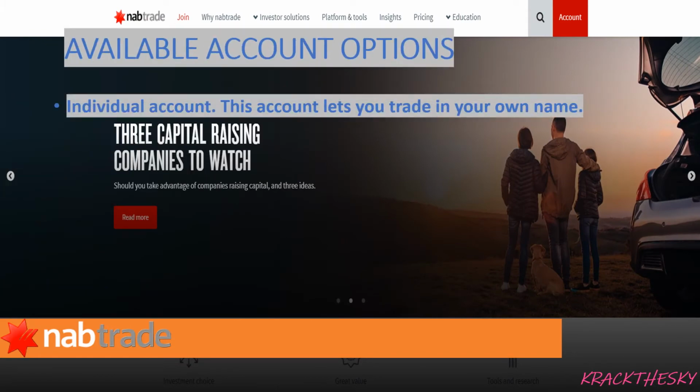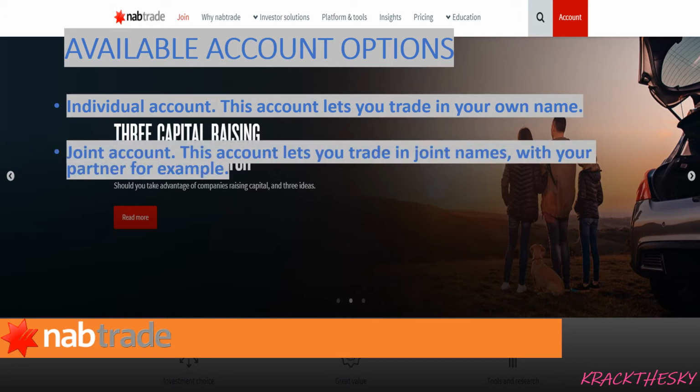So what type of account options do we have available? You can set up an account for an individual. So this account lets you trade in your own name. You can set up a joint account. This account lets you trade in joint names, obviously, with your partner, for example, or it could be your best mate or whatever.